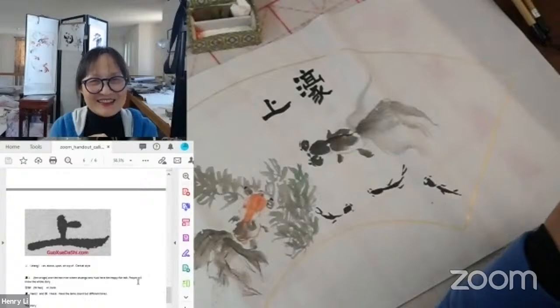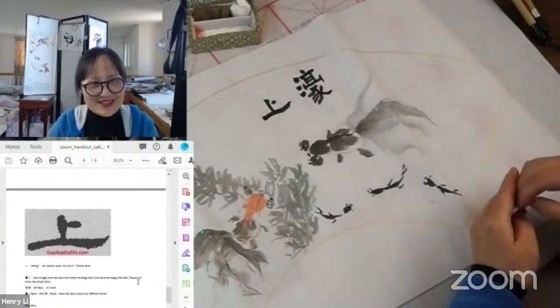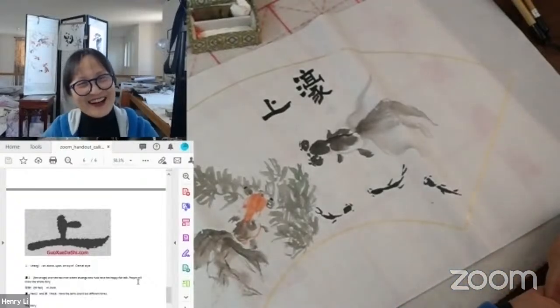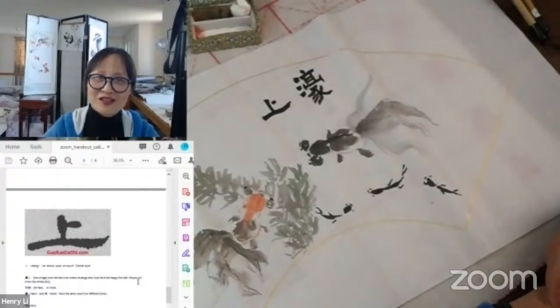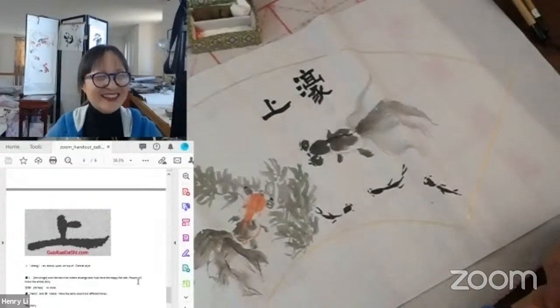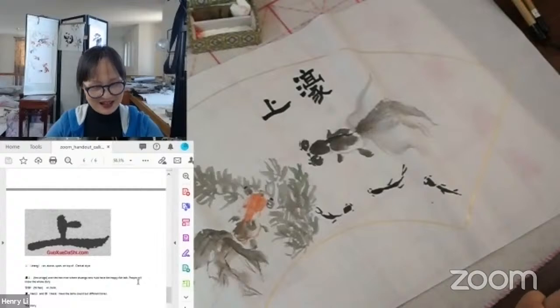So Zhuangzi wants to emphasize and stick to the idea that my feeling is my feeling. I feel the fish is happy. I believe the fish is happy. I'm happy. So that's my feeling, that's why I'm talking about it, and I think it is important.